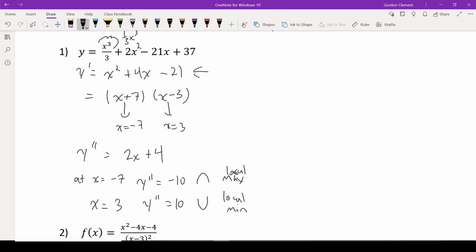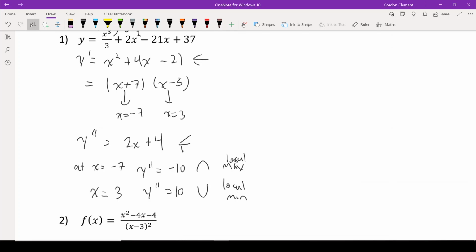This is an example where it's easy enough to get the second derivative and easy enough to plug into it. So this type of example is where it is kind of advantageous to use the second derivative test to sort out whether it's a local max or a local min.